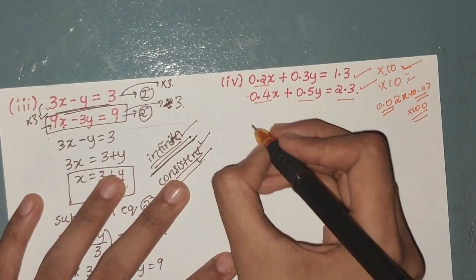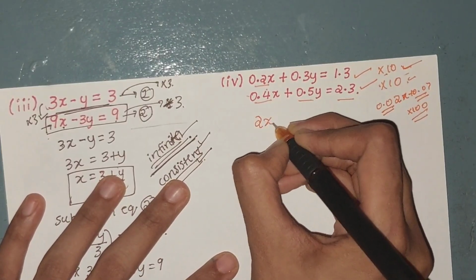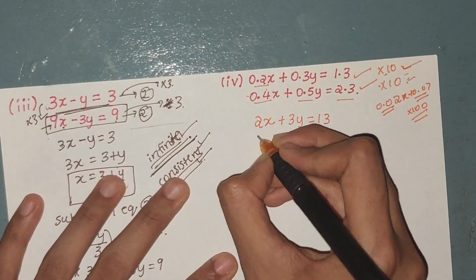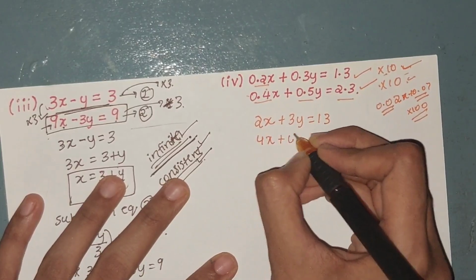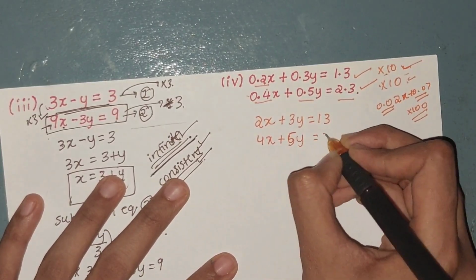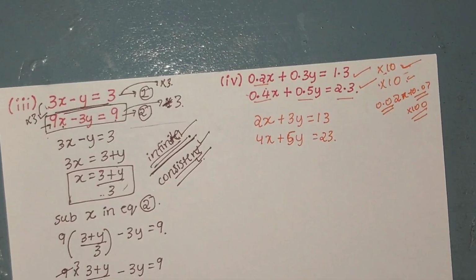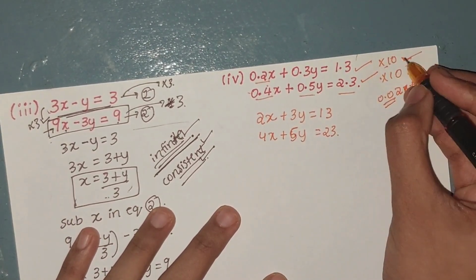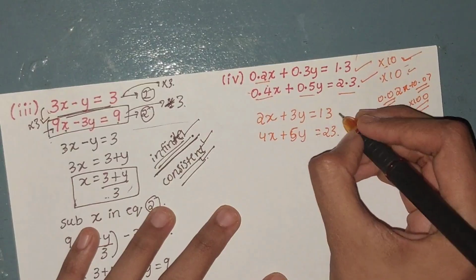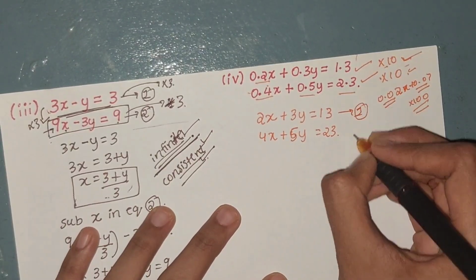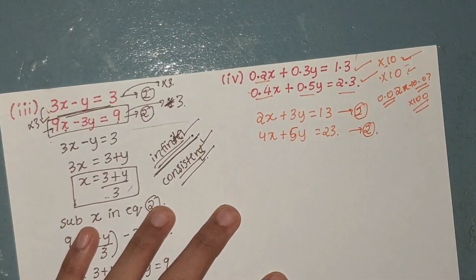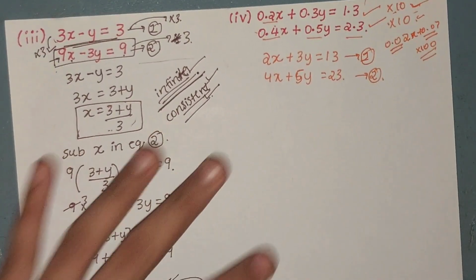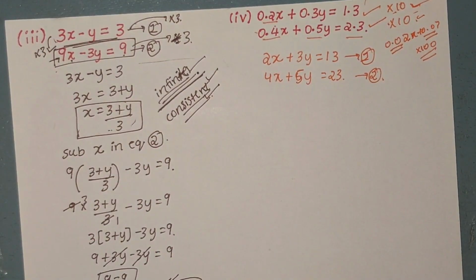Now I'm going to make the equations this way. 2x plus 3y is equal to 13. 4x plus 5y is equal to 23. So you write that by multiplying both the equations by 10, and then write both and name them as equation number 1 and equation number 2. I hope you're able to understand this. Yes. Now the next thing is easier.